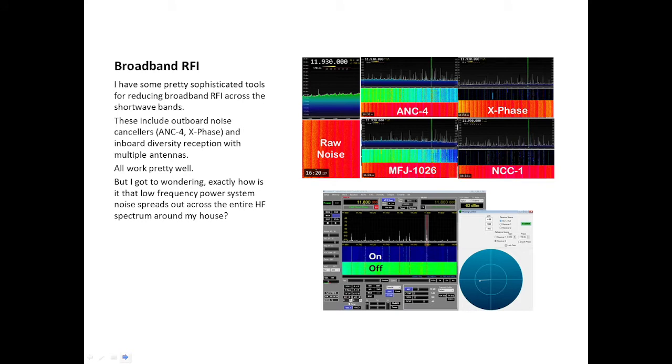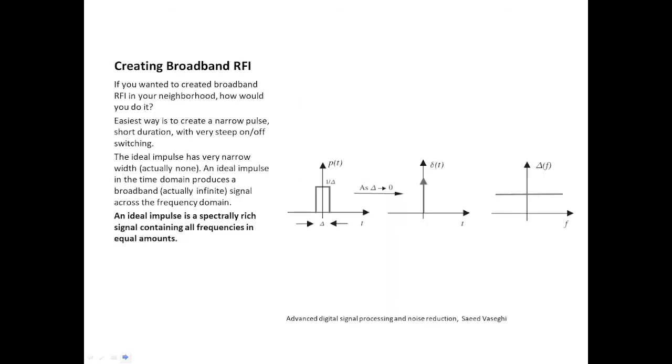I've got some pretty sophisticated tools in my shack for reducing broadband RFI, and these include the outboard noise cancellers like the ANC4, which I can use with noise probes to knock down the noise before it gets to the receiver, or inboard diversity reception with multiple antennas, which I use all the time and just demonstrated a moment ago. But how does that noise get from 120 hertz all the way up to 12 or 30 or 50 or 100 megahertz? Good question. Maybe you can begin to answer that by asking yourself, if you wanted to create broadband RFI in your neighborhood, how would you go about it?